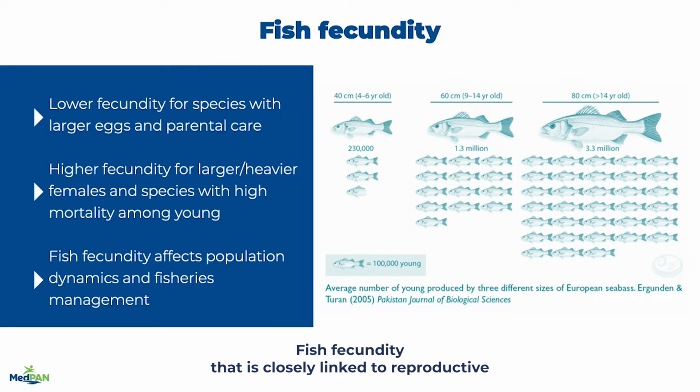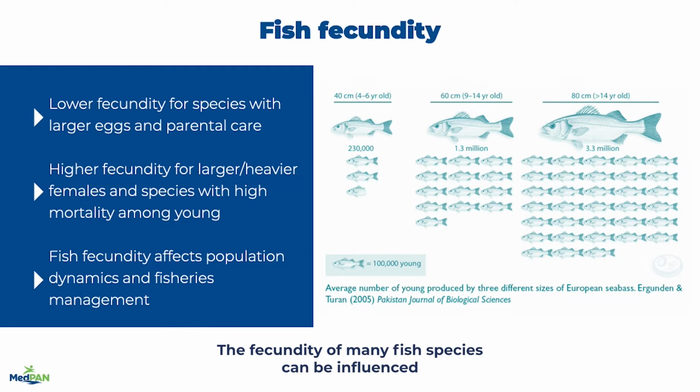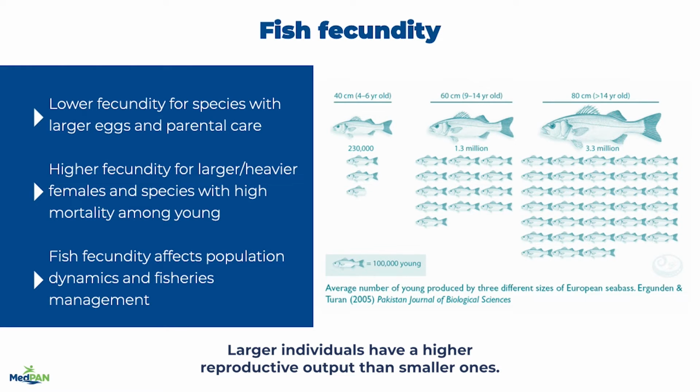Fish fecundity, that is closely linked to reproductive maturity, is also essential in MPA management. The fecundity of many fish species can be influenced by factors such as age, size, and environmental conditions. Let's take the example of the European sea bass. Larger individuals have a higher reproductive output than smaller ones.